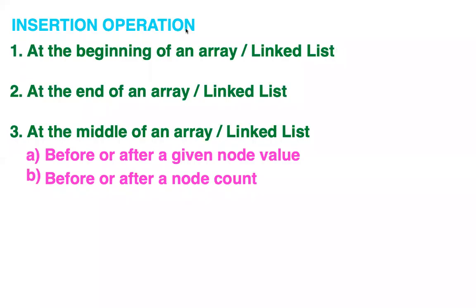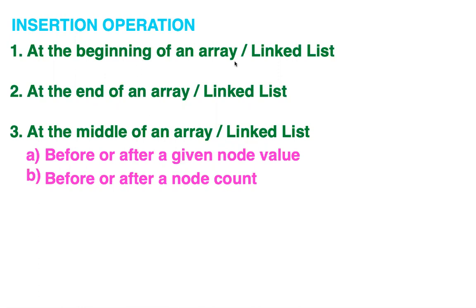Now, if we are talking about an insertion operation in array or linked list, there can be three places in which the insertion operation can be done. One is at the beginning of the array or linked list, one is at the end of an array or linked list, and the last one is at the middle of an array or linked list. And in case of the middle, a particular node's value can be given and you may be asked to add before that given node value or after that given node value. Similarly, we can also be given the node count.